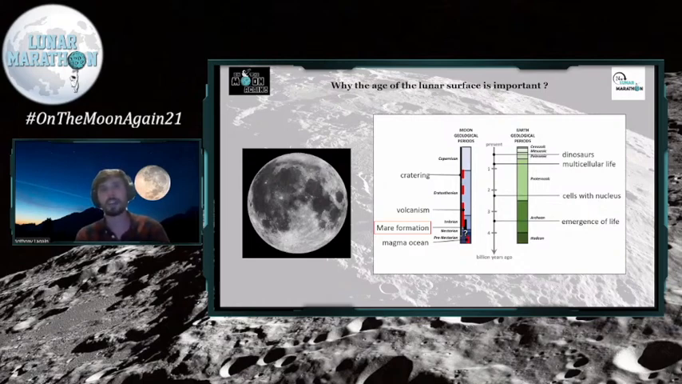So we do not have a clear idea about the frequency of these events, for reasons I will detail in the rest of the presentation. But we think that all of the mare were formed between about 4.2 and 3.9 billion years ago. But again, there is no current consensus about the precise timing of their formation.